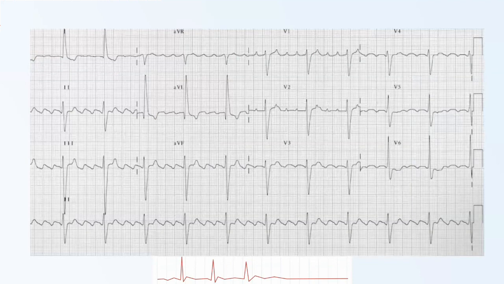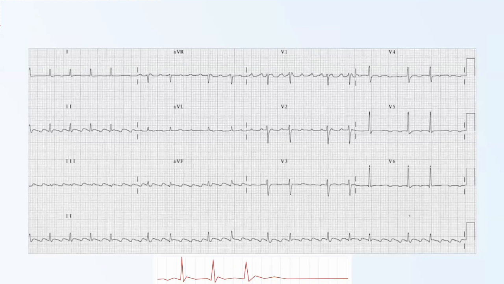So this is a 12-lead ECG of an atrial flutter. It's with a 3-to-1 block. So there's 3 P waves and then 1 QRS, 3 P waves and 1 QRS. And in this case here, you've got a close to normal or slow ventricular rate because of that 3-to-1 block.